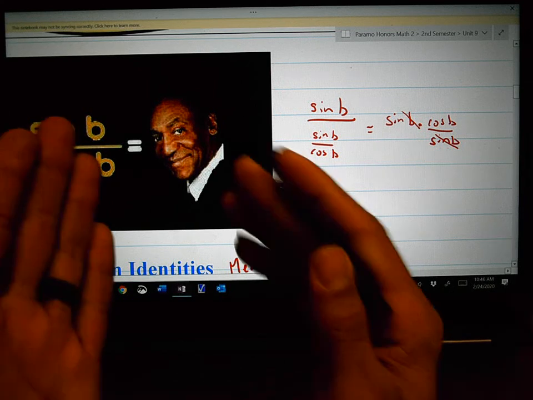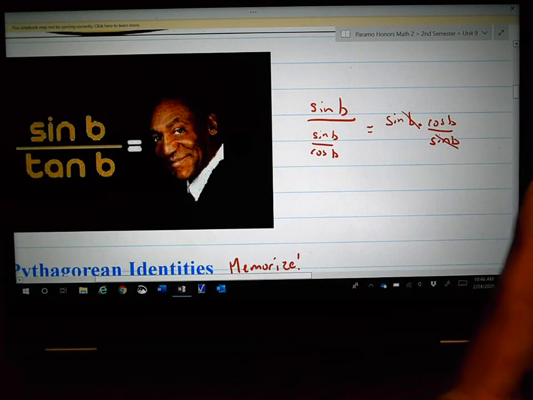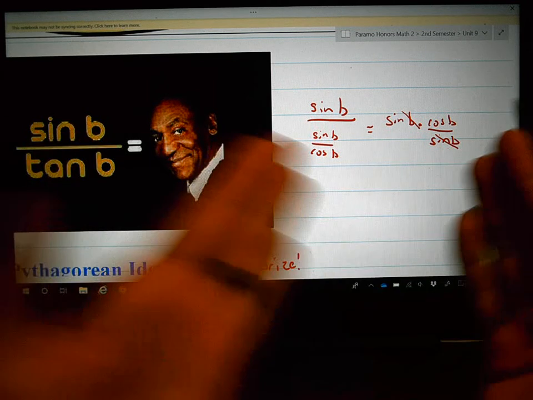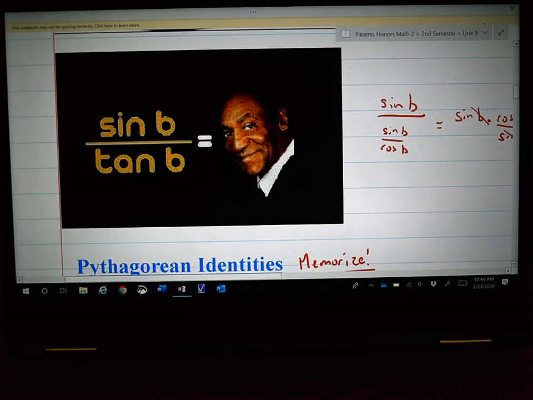Or his name is Bill Cos B. Cosine of B, cos B, same thing. That's where that joke comes from.